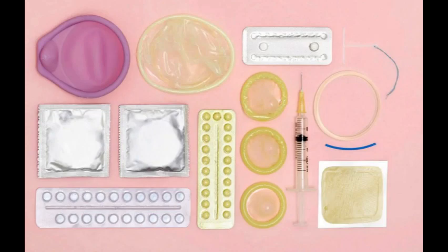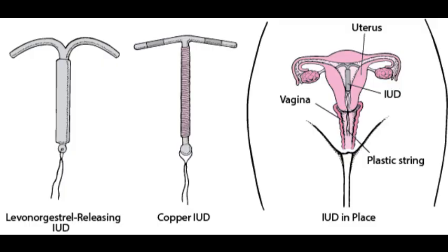Intrauterine devices. IUDs are small, T-shaped devices that are inserted into the uterus by a healthcare provider. There are two types of IUDs, hormonal and non-hormonal. Hormonal IUDs release hormones that prevent ovulation and thicken cervical mucus, while non-hormonal IUDs contain copper that is toxic to sperm. IUDs are highly effective, with a failure rate of less than 1% for both types.